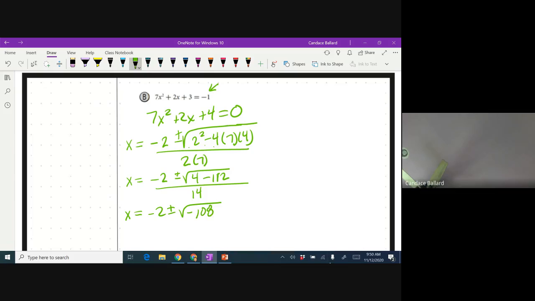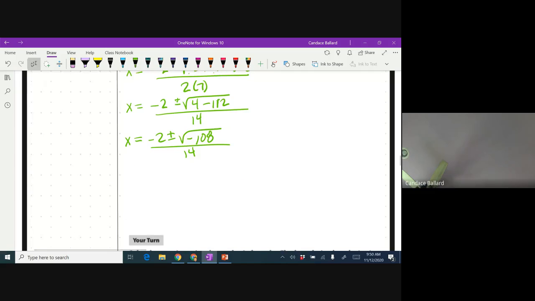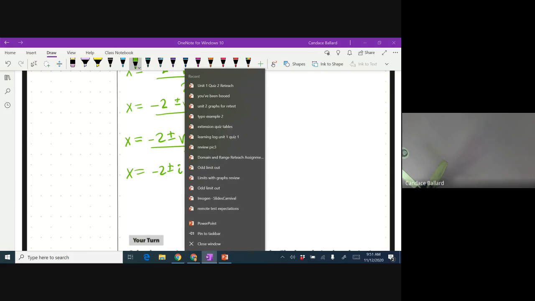What am I going to ask next? Predict it. Put the answer to the next question I'm going to ask in the chat. What do you think the answer is? There we go. Okay, some of us have got my thinking down. All right, so when I see a negative under that radical sign, we know we are going to use an imaginary number.